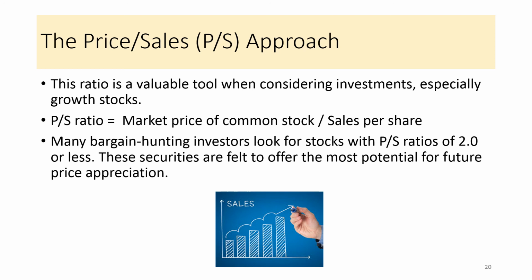Many bargain hunting investors look for stock with PS ratio of 2 or less. These securities are felt to offer the most potential for future price appreciation. Especially attractive to these investors are very low PS ratios of 1 or less. For example, a price-to-sales ratio of 0.9. Think about it. With a PS ratio of 0.9, you can buy $1 in sales for only 90 cents. So long as the company isn't in a bankruptcy case, such low PS multiples may well be worth pursuing.